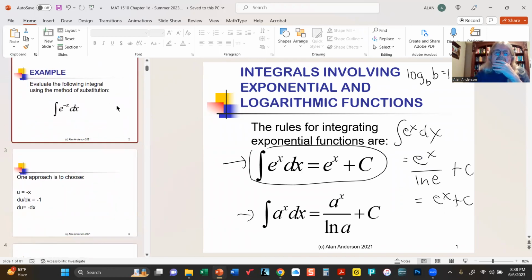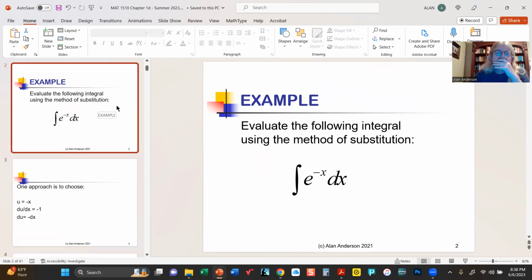Now, what about this case? We don't have e to the x, do we? Oh no. So surprisingly enough, we can still use the method of substitution, but we're going to use it in a slightly different way. What's the messiest part of this expression? That would be the exponent. So let's try that.